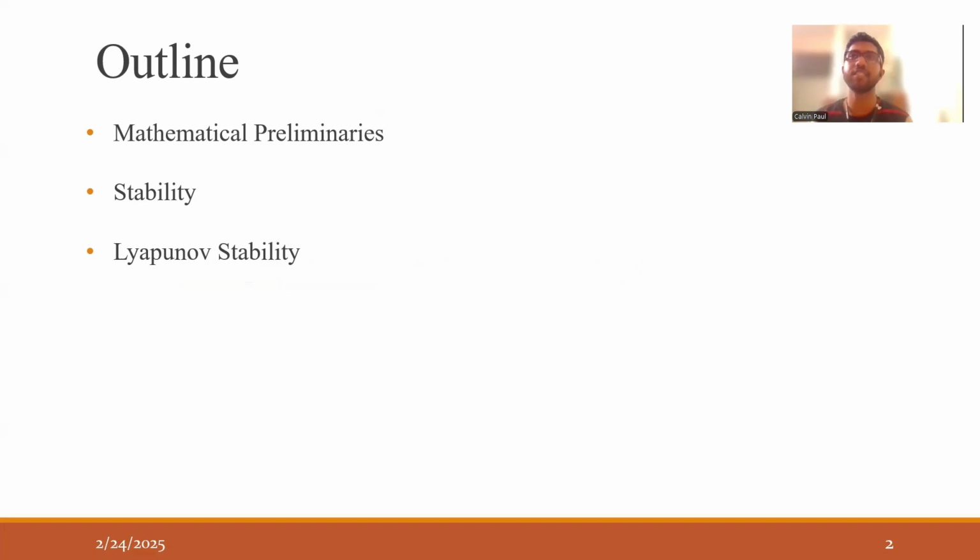Then I'll also be teaching about what stability is. Finding the stability of a system is very important. The system has to be stable, then only we can use it and operate it. For all systems, we have to check whether the system is stable or not. One of the methods we can use to check stability is Lyapunov stability. So these are the things we'll be considering today.